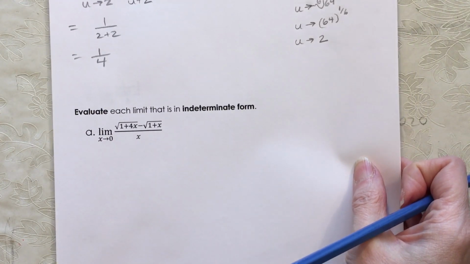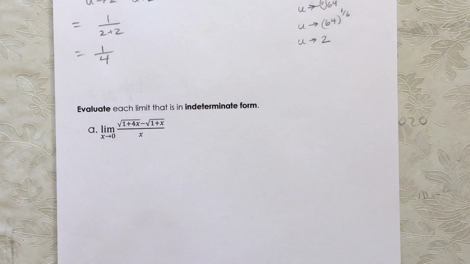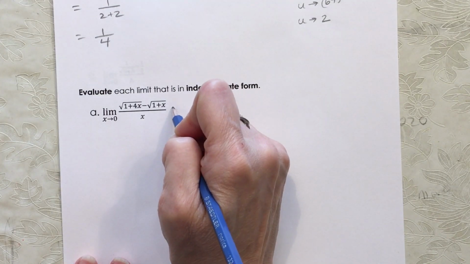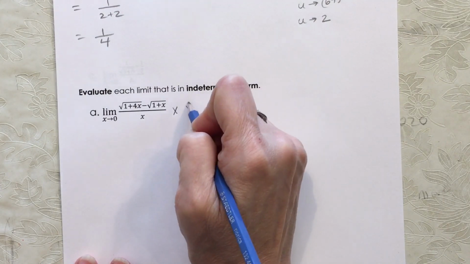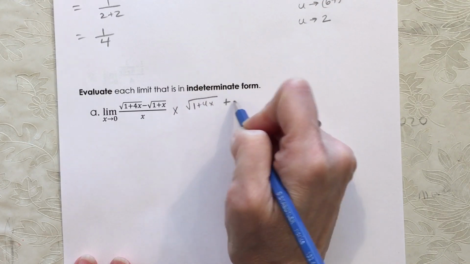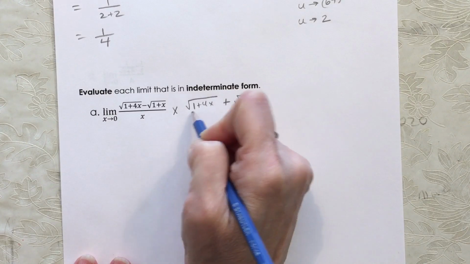Now, our next question is evaluate each limit that's in indeterminate form. So it doesn't tell you that you have to use change of variable. We're kind of consolidating our skills and seeing if we know how we would go about doing one. So if you saw this one, think back, what do you think you would do? Hopefully you're thinking multiply by the conjugate, and that is what you would do. So plus root of 1 plus x here.